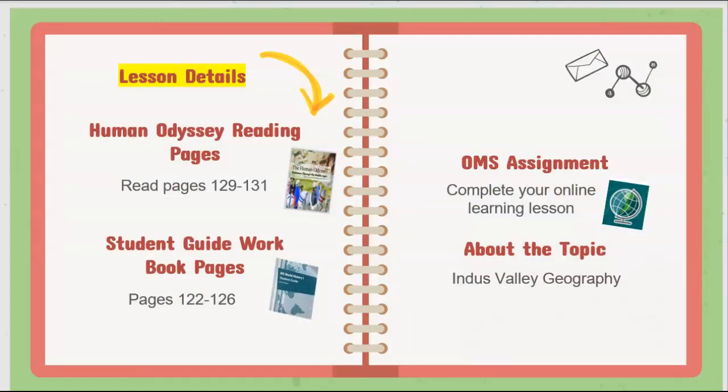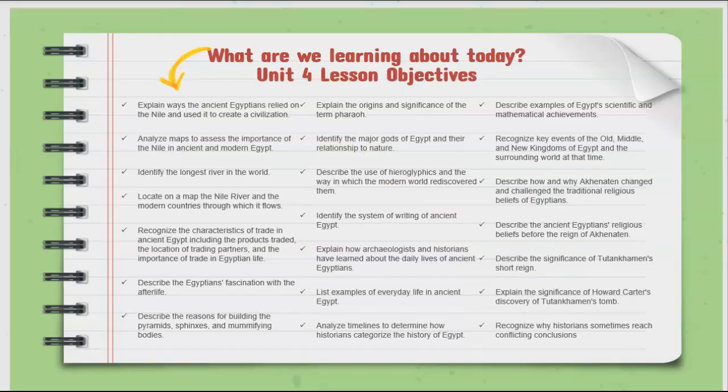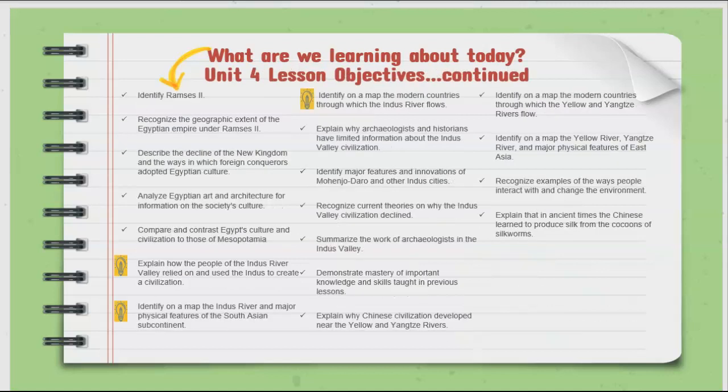Lesson details: your Human Odyssey reading, pages 129 to 131, and your student guide workbook, pages 122 to 126. Your OMS assignment is to complete your online learning lesson, and then write about the topic, the Indus Valley geography. So we'll go over some of the learning objectives. We've had quite a few for Unit 4 already.